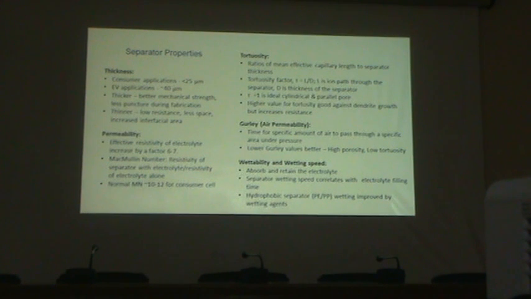Permeability is a factor. When you put the electrolyte into the separator, the effective resistivity of the electrolyte goes up by a factor of 6 or 7, because now the separator is also contributing. There is a MacMullin number, which is defined as the resistivity of the separator with the electrolyte over the resistivity of the electrolyte alone. That basically defines the property of the separator. Normally a MacMullin number of 10 to 12 is agreeable, or a standard, for a consumer cell.